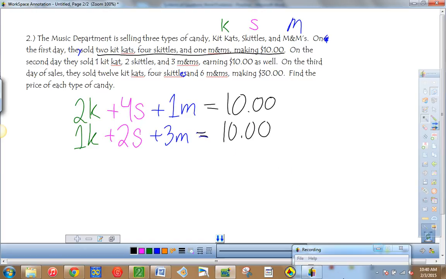This is the chicken problem. You remember the chicken problem we did with the little chicken and the big one? You can solve that with this, with systems.